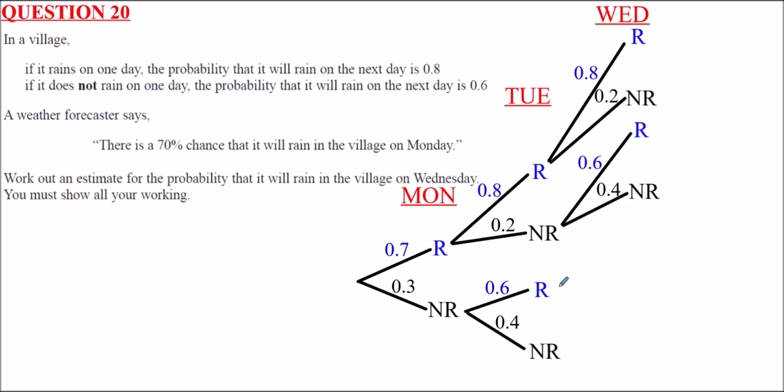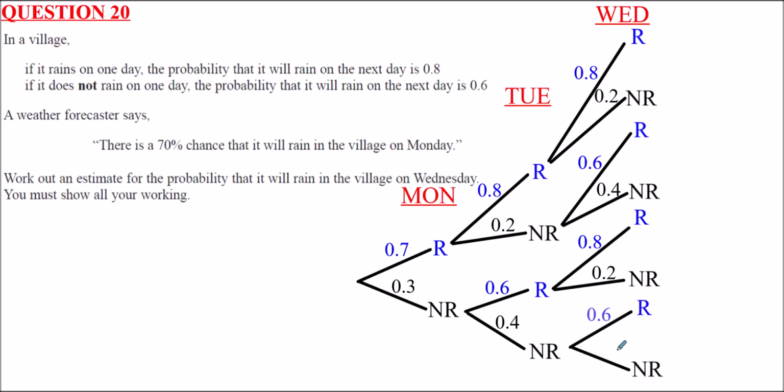Moving down to these lower branches, this one here, if it rained on the Tuesday, the chance of it raining on the Wednesday would be 0.8, chance of it not raining would be 0.2, and finally if it didn't rain on the Tuesday, the chance of it raining on Wednesday, because it didn't rain before, will be 0.6, and the chance of it not raining again would be 0.4.